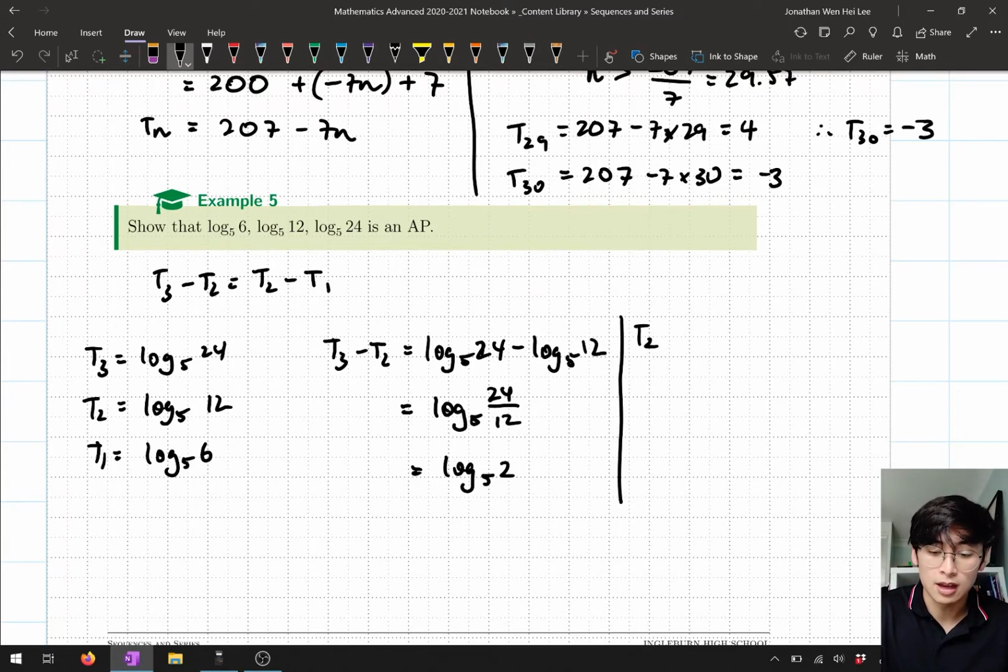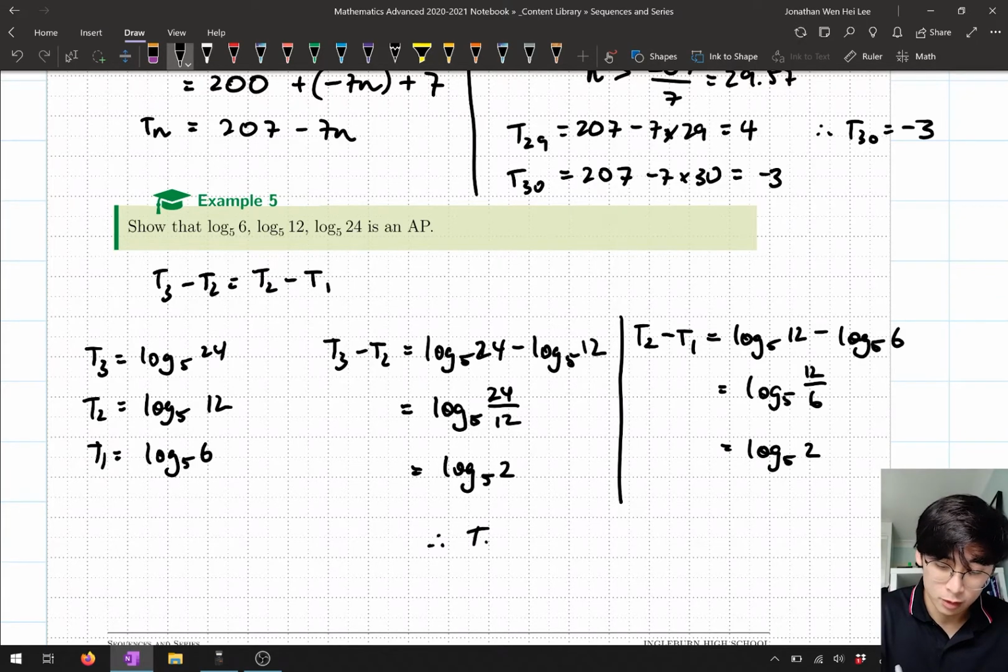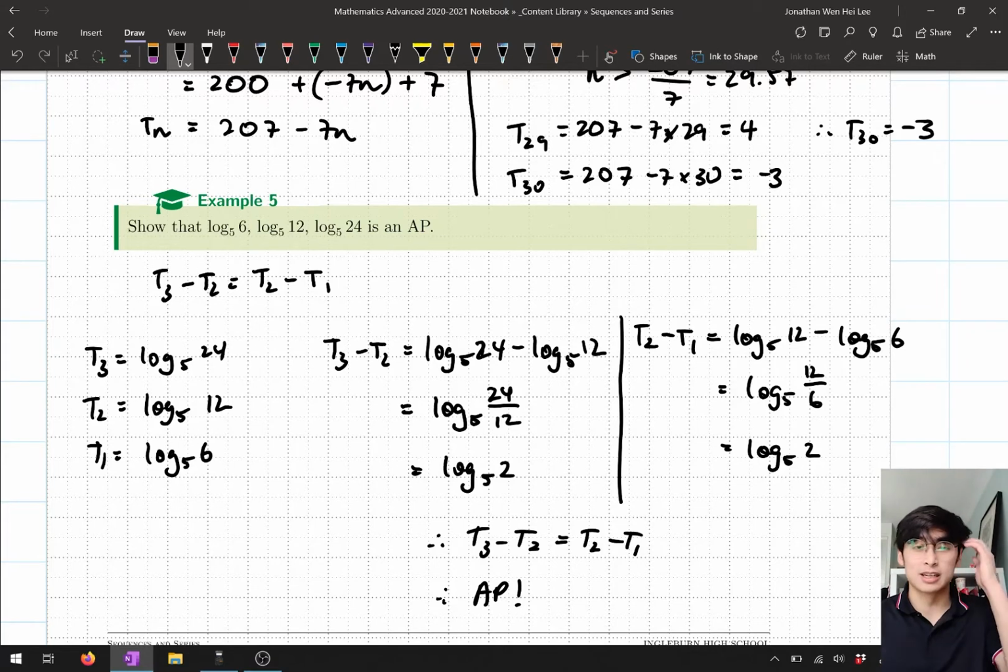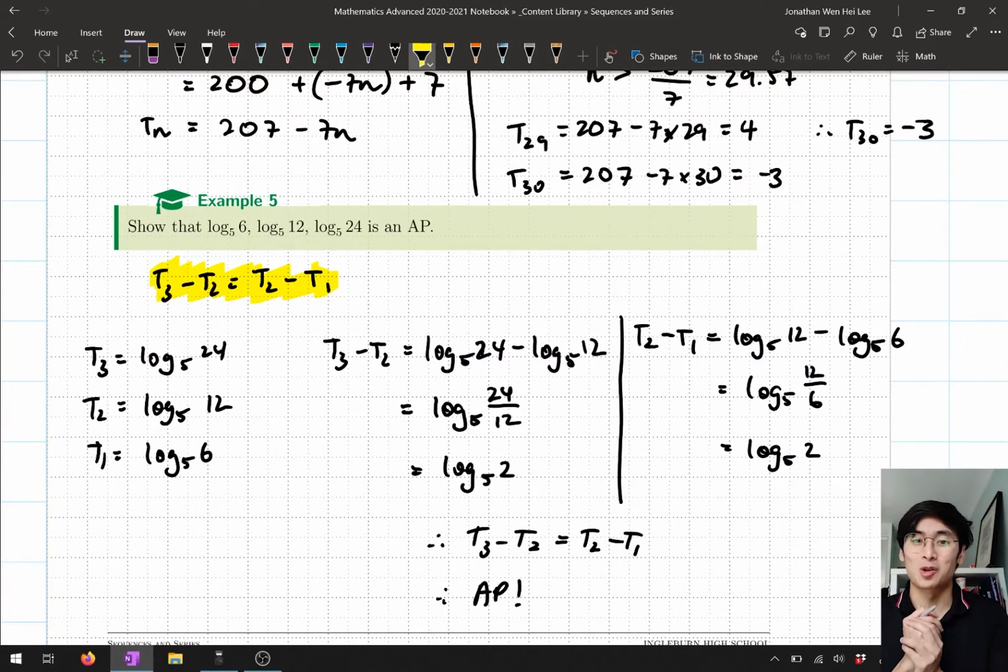Okay, so we've got the difference of term 3 and term 2. We need to do the same for term 2 and term 1. So here this is going to be log base 5 of 12 minus log base 5 of 6. And when we subtract logs, we divide. So this is log base 5 of 12 over 6, so that's log base 5 of 2. So therefore, t3 minus t2 is equal to t2 minus t1, and therefore, AP. We've got an arithmetic progression here. For this example, we're just using the same condition for an AP, but we're dealing with some logarithmic functions, and we have to recall our log laws to help simplify this example. Okay, that's this example.